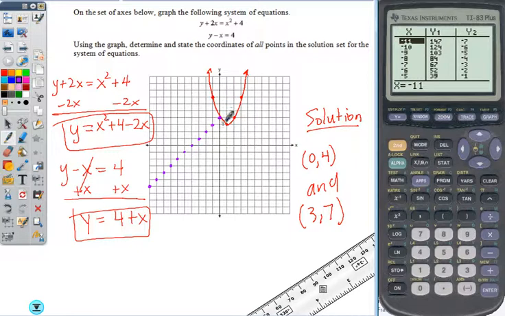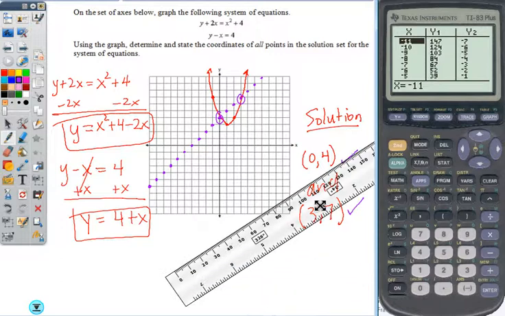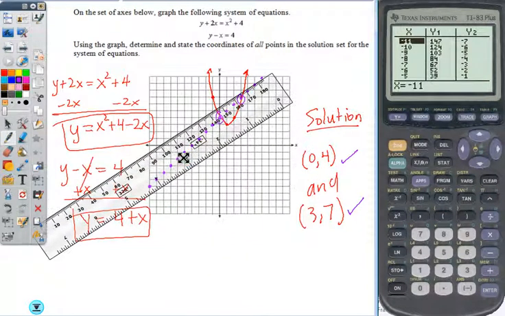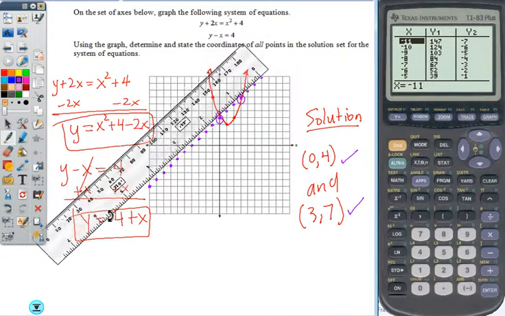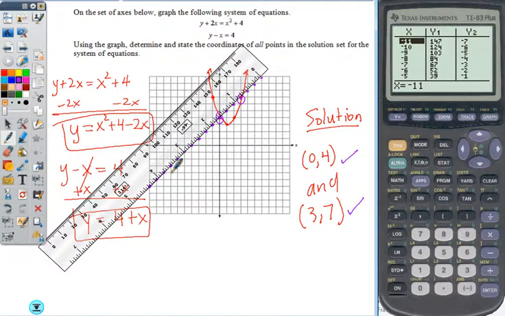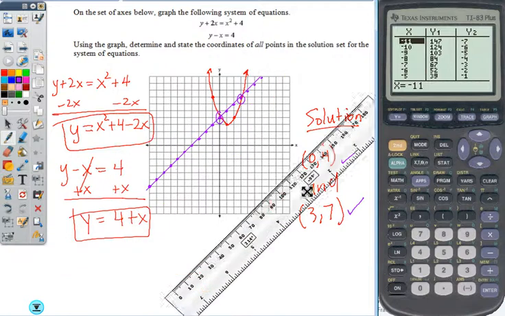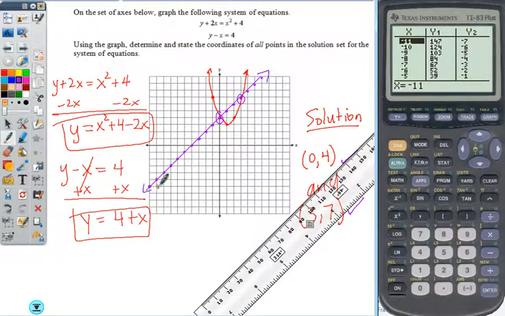And then I notice that I hit the parabola. And then I hit the parabola again. Those two places where I hit the parabola, those are my solutions: (0, 4) and (3, 7). The last thing I've got to do here is draw in my line. And now I'm done. I got full credit on this question. Good luck.